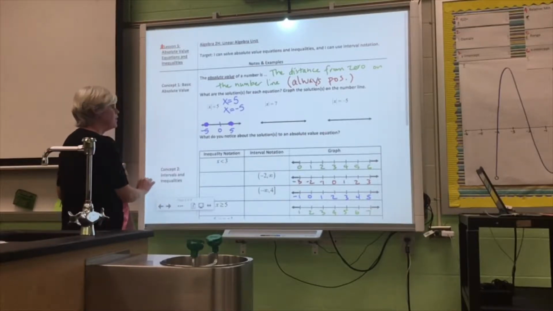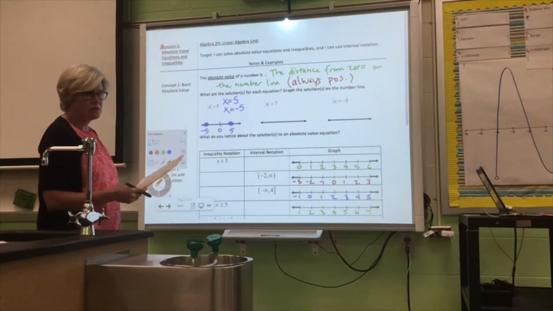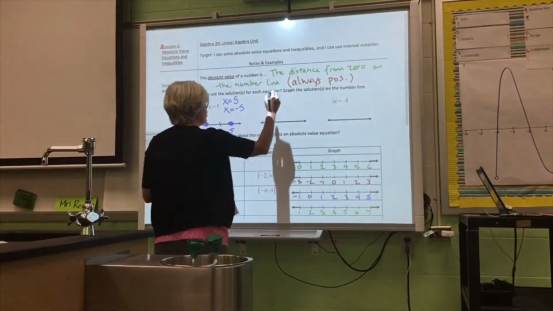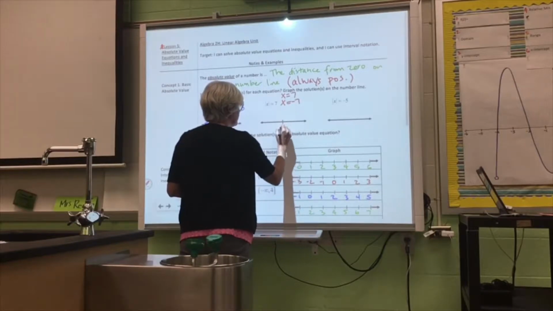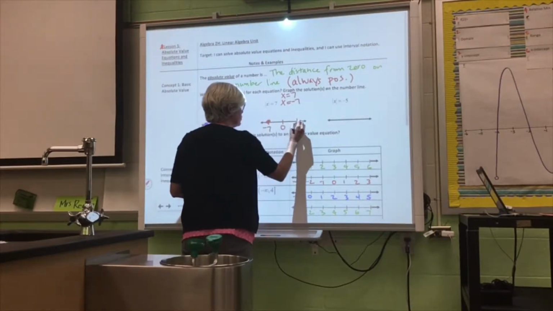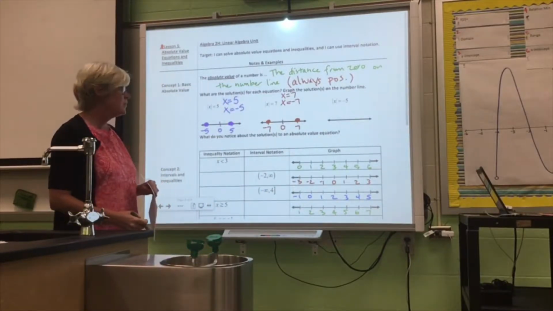All right, how about the next one? The absolute value of x is equal to 7. Hopefully you're thinking the same thing as we were doing before. That is, x could be 7 or x could be -7. And again, we have 2 singular points here at 7 and -7.